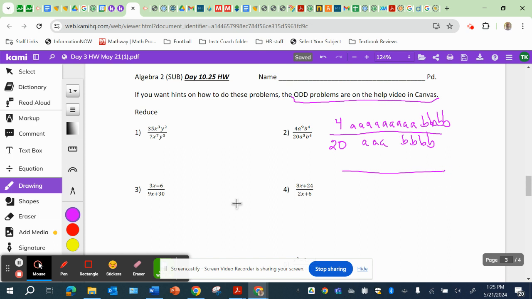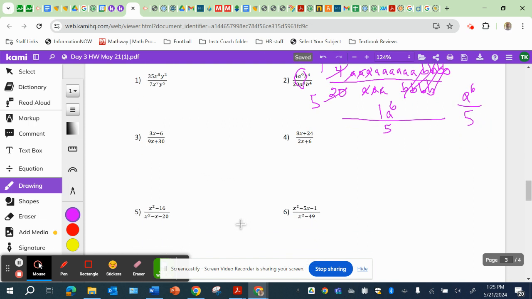So 4 goes into 20 5 times, and then I can cancel out 3 of those a's. So that leaves me with a to the 6th. So you realize that, oh yeah, when I'm doing that, I'm subtracting. All 4 of these b's cancel out, so just a to the 6th over 5. Those are a little bit easier.